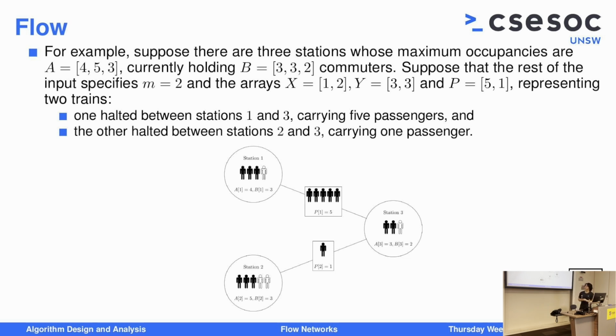And I think this question feels really flowy if you've built some intuition for flow. We have capacities, and this just makes you think of flow, right?